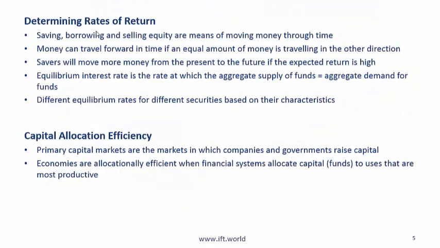Determining rates of return. The financial markets allow us to determine rates of return, and the bullet points here are quite testable. Saving, borrowing, and selling equity are means of moving money through time. Money can travel forward in time if an equal amount of money is traveling in the other direction. Savers will move more money from the present to the future if the expected return is high. Now, I've picked these statements because I think examiners might test this. This concept of moving money forward and back, and the fact that an equal amount needs to move forward and back, the idea is fairly straightforward.